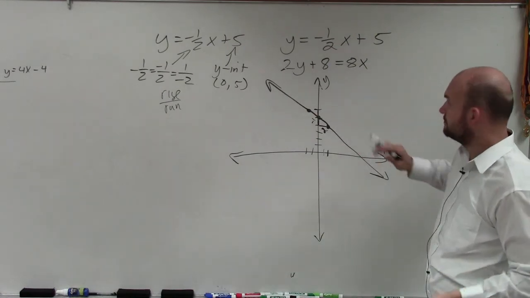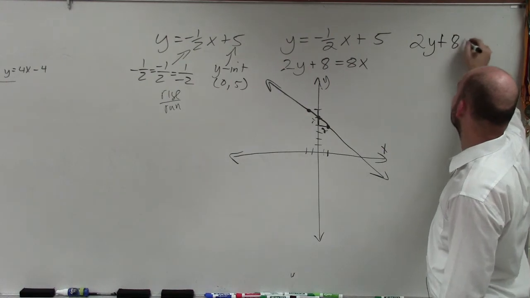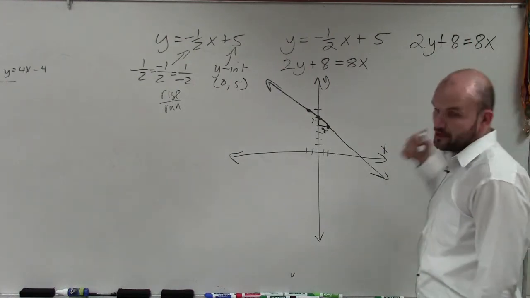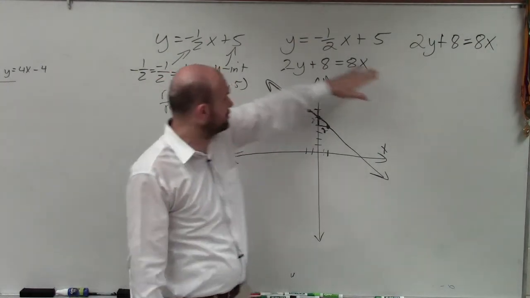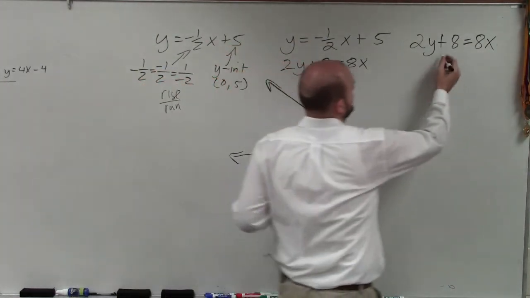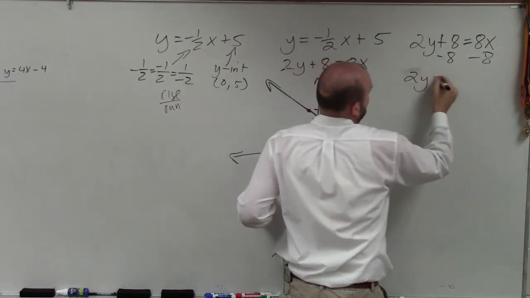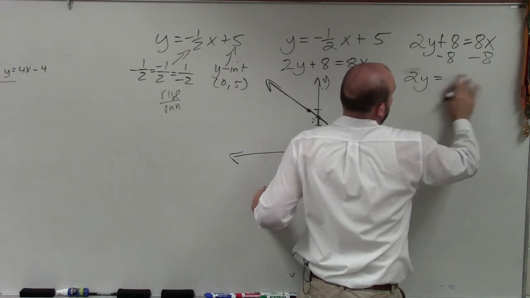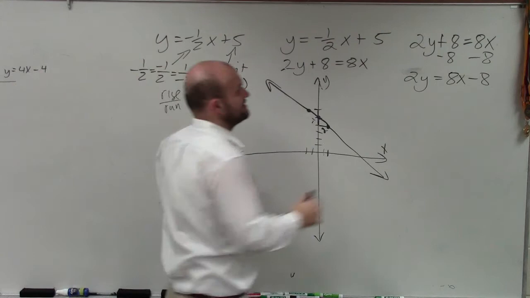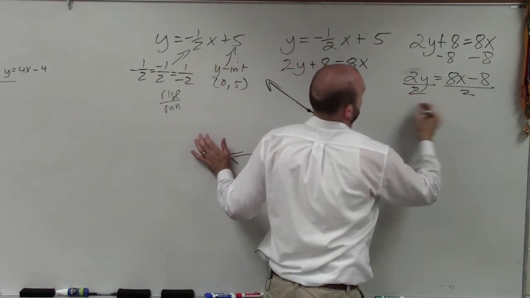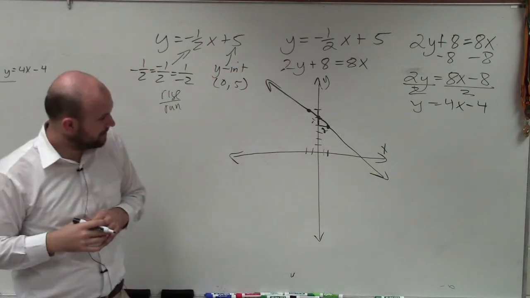Now we got 1. Now let's graph this. This is not in slope-intercept form. So what I would prefer to do is solve this for y and graph it in slope-intercept form like I did here. To do that, I'd subtract 8 on both sides. Now I have 2y is equal to 8x minus 8. Now I divide by 2. y equals 4x minus 4.